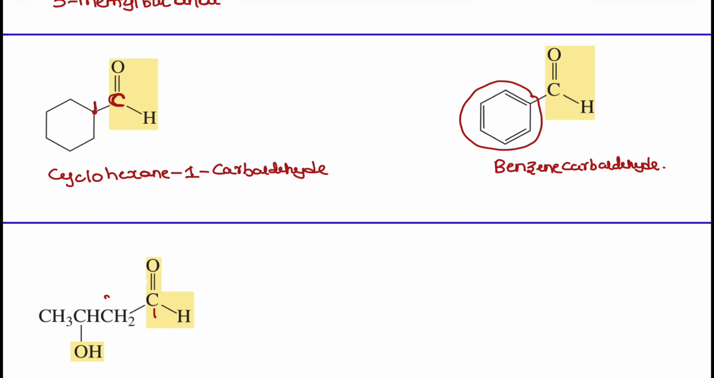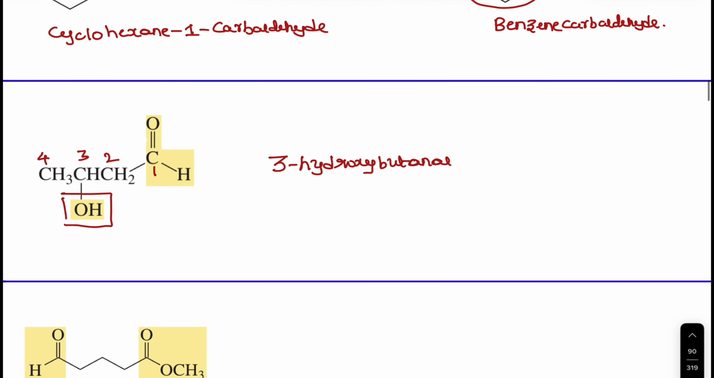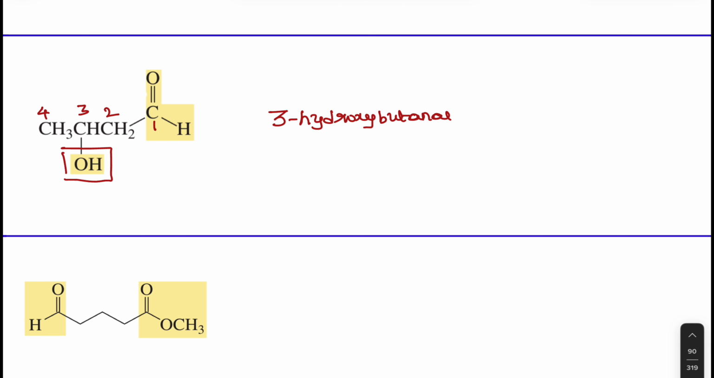So this is first carbon, second carbon, third carbon, fourth carbon. Here this is a second grade functional group. OH group is indicated by using prefix. The prefix name is hydroxy. Therefore, it is a 3-hydroxybutanal.